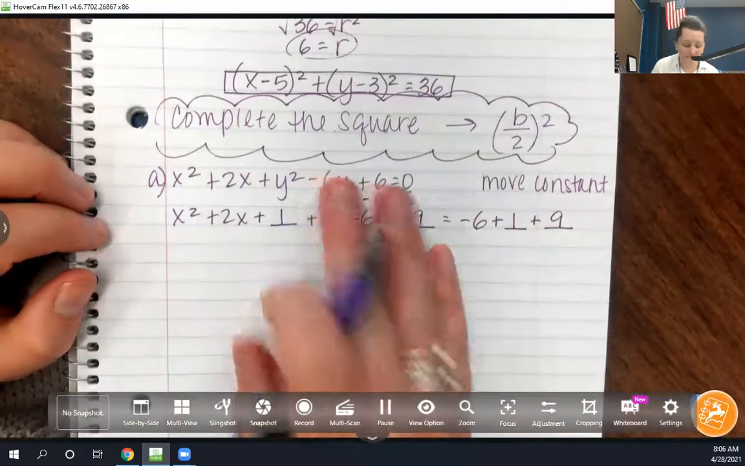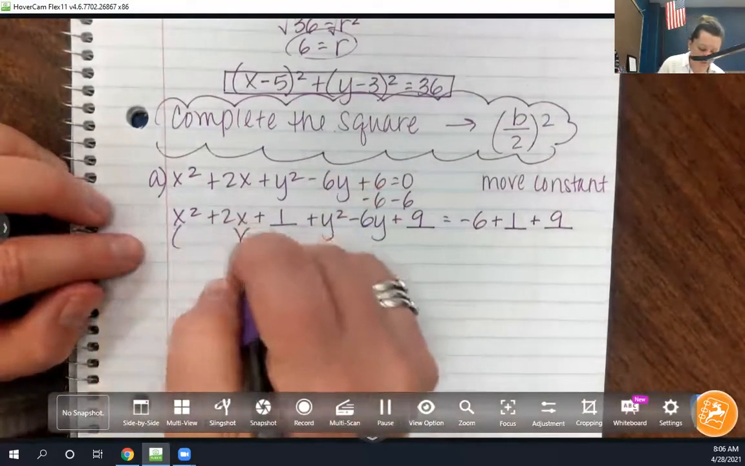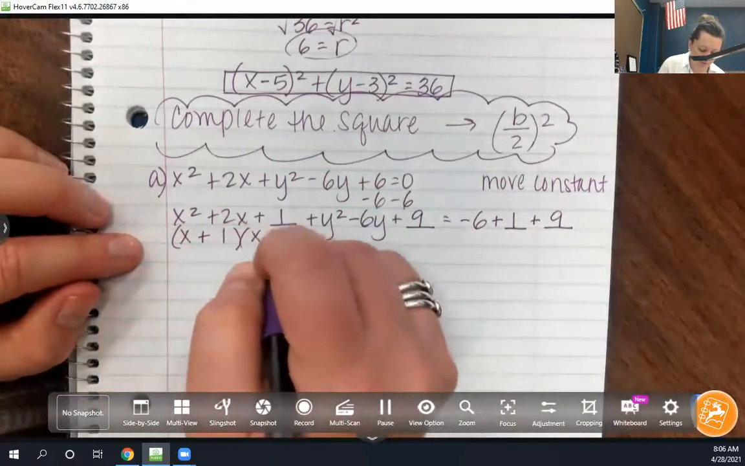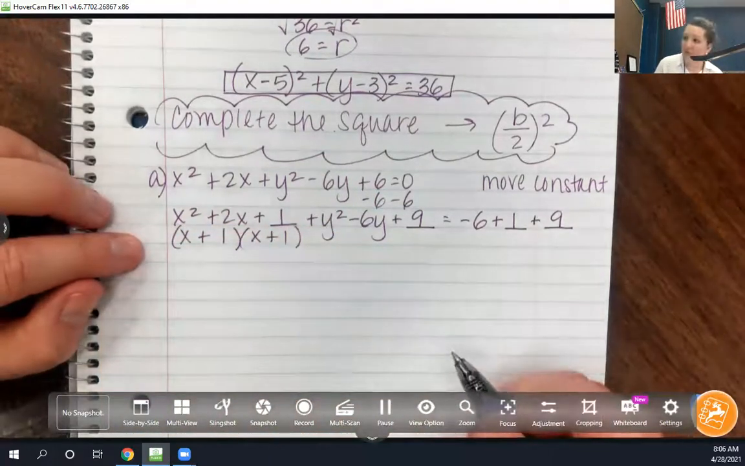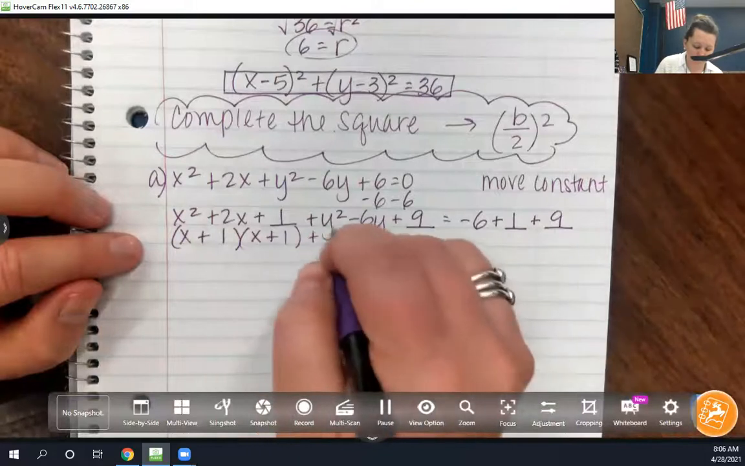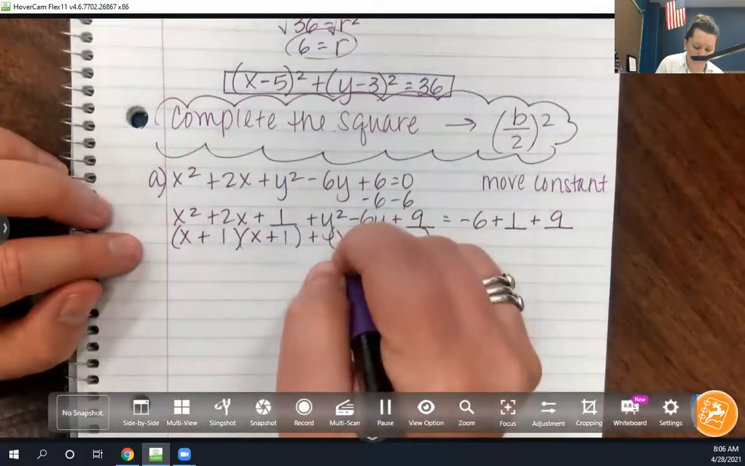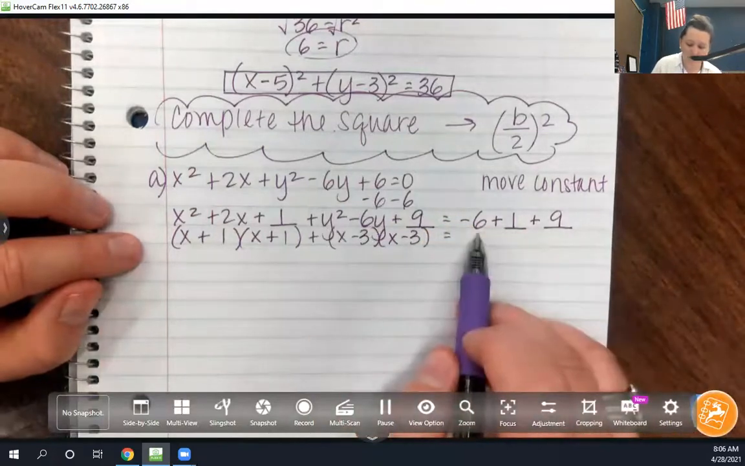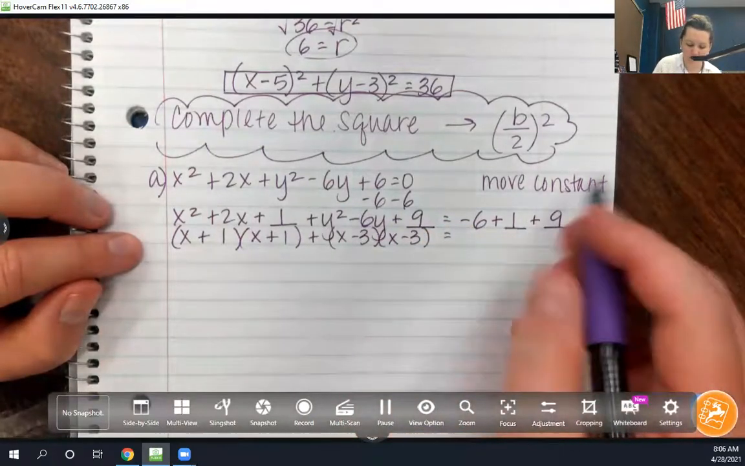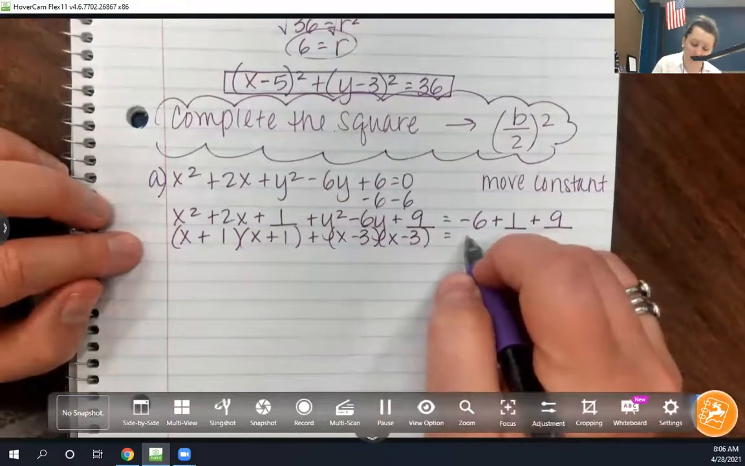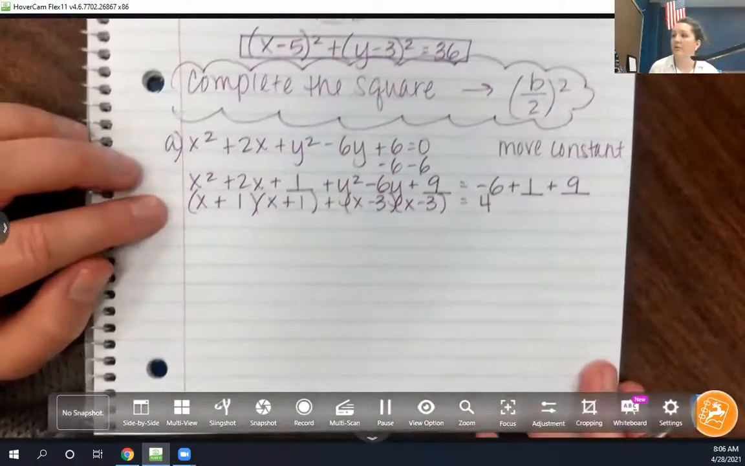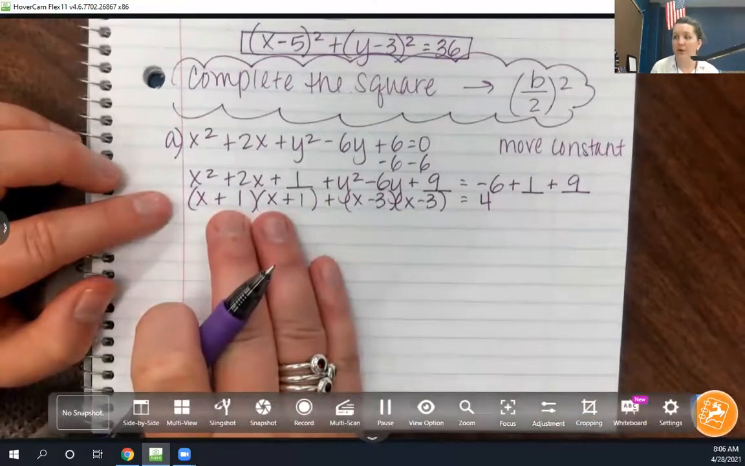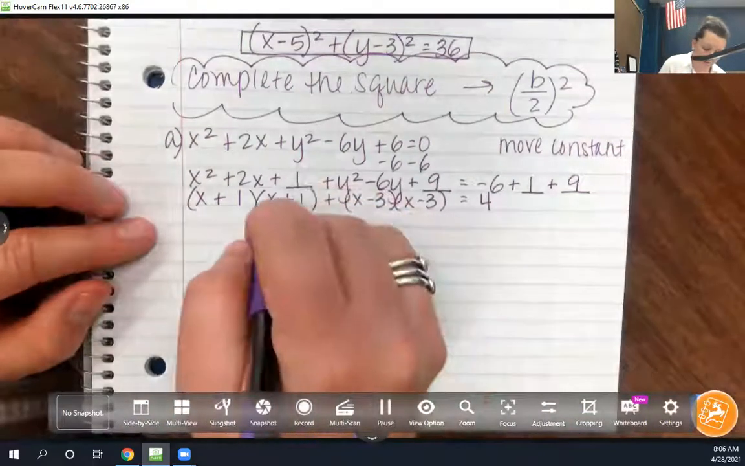So I'm going to write this in factored form, and you're going to see why we're doing this, okay? So hang tight with me just for a little bit. So factored form is x plus 1 and x plus 1. Factored form here is x minus 3 and x minus 3. And then I have all of this stuff here. So I have a 3 and a 4, or I have a 3 and a 1, and makes a 4. Actually works out nicely.